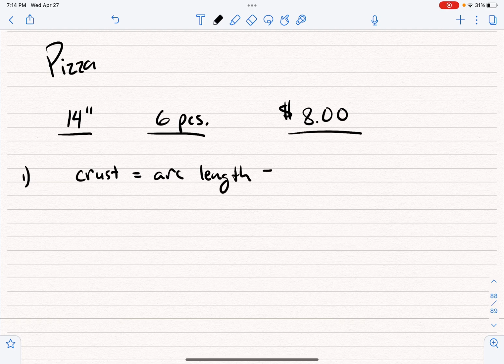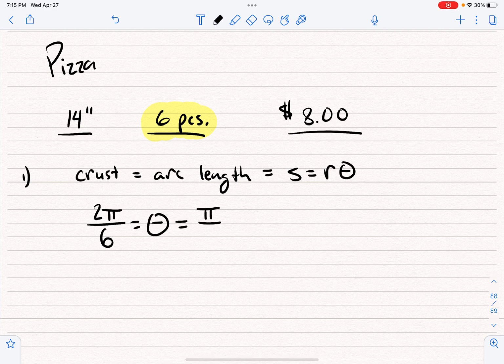Okay, and arc length, remember, is S equals R theta, where R is radius and theta is, of course, in radians. Now, this theta is going to come from this 6 pieces, all right? Because we know all the way around is 360, or all the way around is 2 pi. 2 pi and 360 are the same thing. So really, we take 2 pi and we divide it by the number of pieces, and that gives us theta, which ends up being 2 pi over 6, which is the same thing as pi over 3. Okay, so that's our theta.